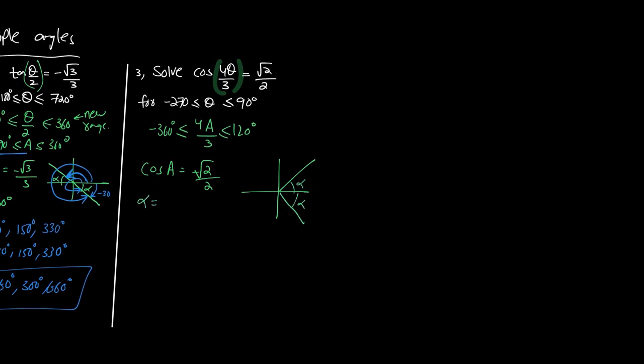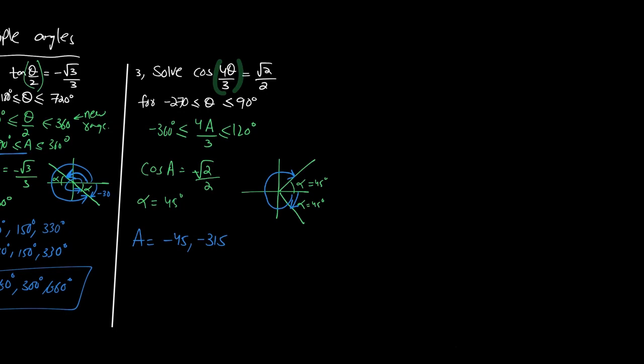Let's find alpha, the basic angle, which you find by taking cos inverse of root 2 over 2, which is 45 degrees. Now our range is from minus 360 to 120, so it also includes negative angles. Let's deal with the negative angles first. The first negative angle of A is minus 45. The next negative angle is minus 360 plus 45, which is minus 315. So these are the only two angles from 0 to minus 360.